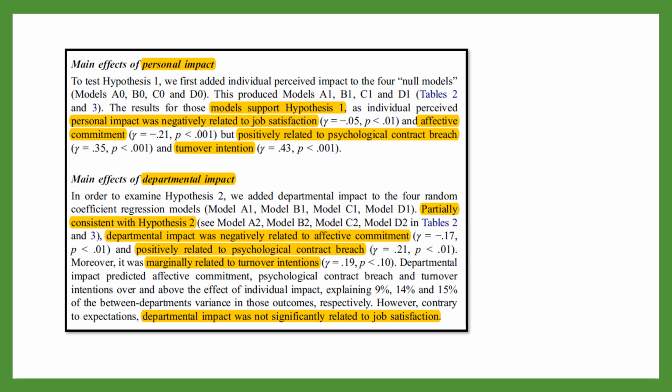And then you see down here the main effects for departmental impact summarizes the regression model really nicely. Departmental impact was negatively related to affective commitment and positively related to psychological contract breach. And so to figure this out, it helps to know what a positive and negative relationship is, but overall you see that it's explained right there for you.